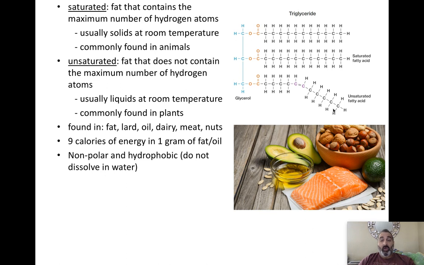Usually, okay? Not always. There's always exceptions to the rule. They're easier to break down in our bodies because of this double bond. If you ever see a fat, and this is like in chips and different snack foods, they have what's called hydrogenated fat in them. That is not healthy for you. Hydrogenated fat means they took healthy fats, like unsaturated fats, and they hydrogenated them. They added hydrogens, which means they made them saturated.